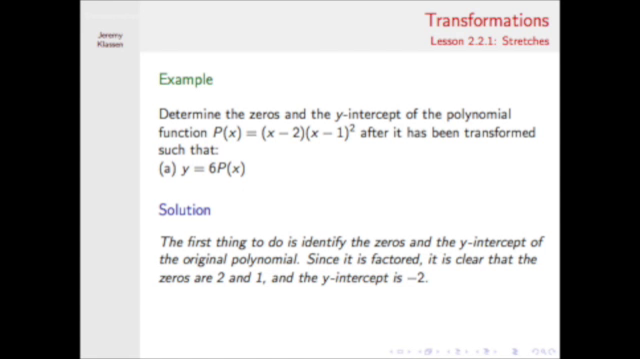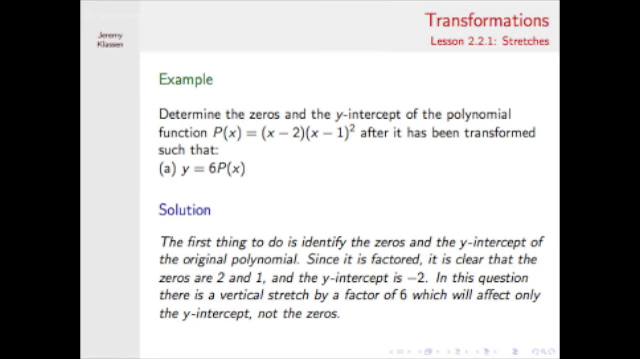Because it's factored, it's quite clear that the zeros would have to be 2 and 1. Just think back to how you solved equations even in Math 20. And then to get the y-intercept, all you have to do is substitute in a 0 for the x variable in the polynomial, and you'll see right away that the y-intercept is -2.